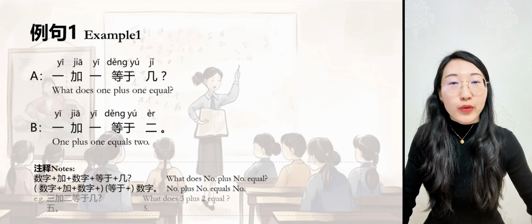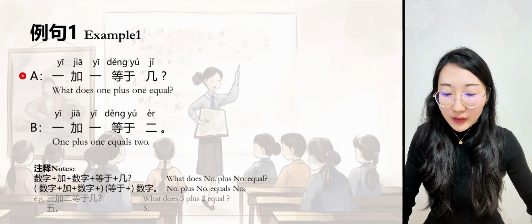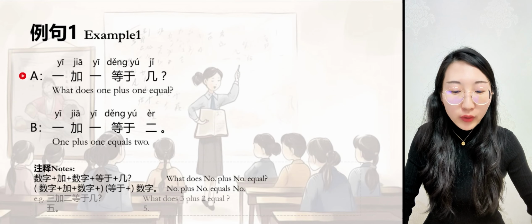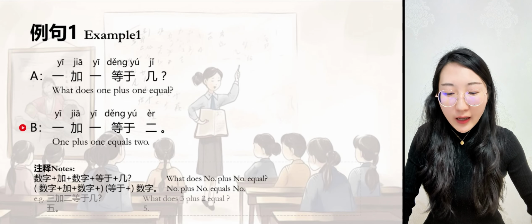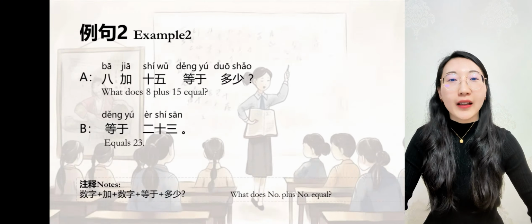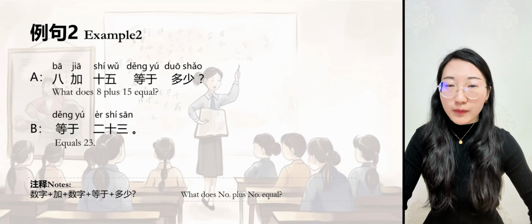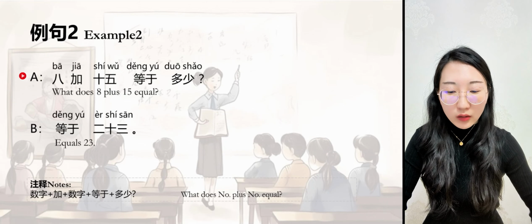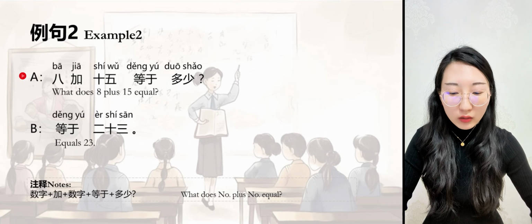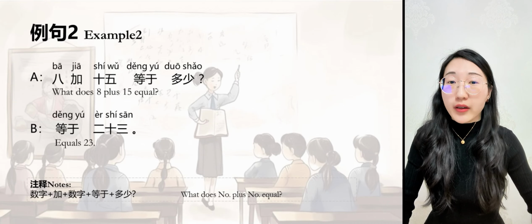So let's read the example conversation again. 1加1等于几? 1加1等于2. Now let's move to the next conversation. You can read after me now. 8加15等于多少? 等于23. So the structure of this sentence is basically the same with the last one.